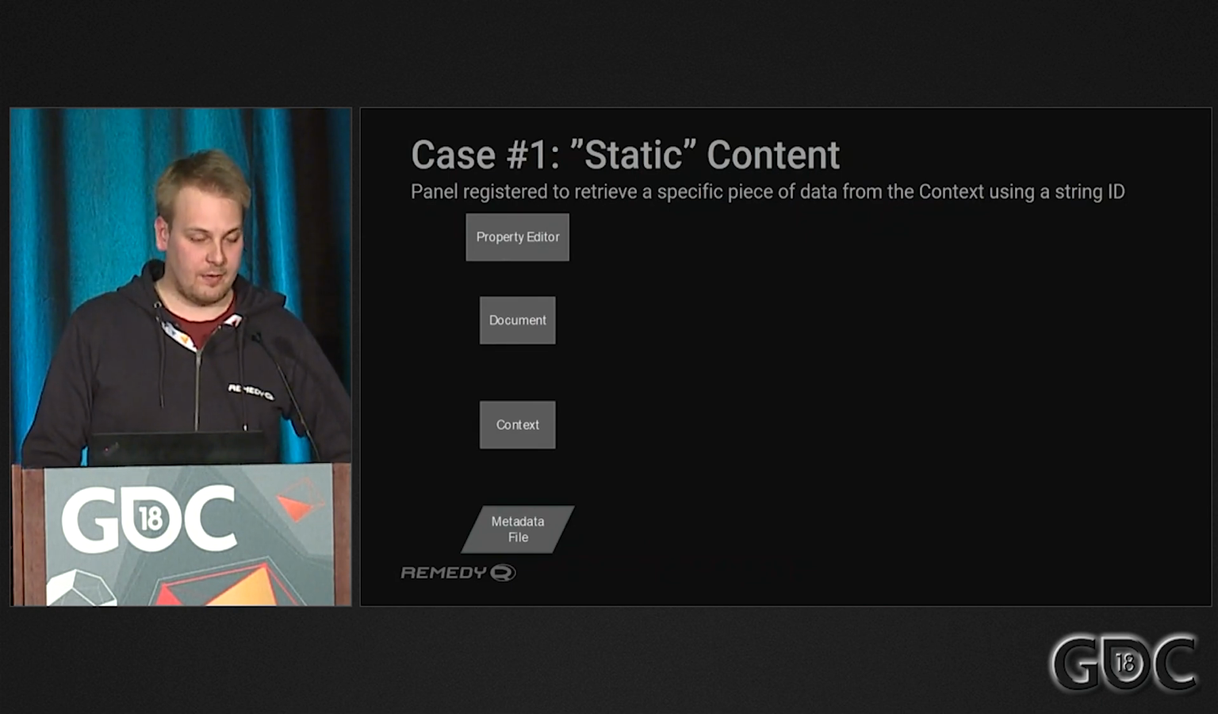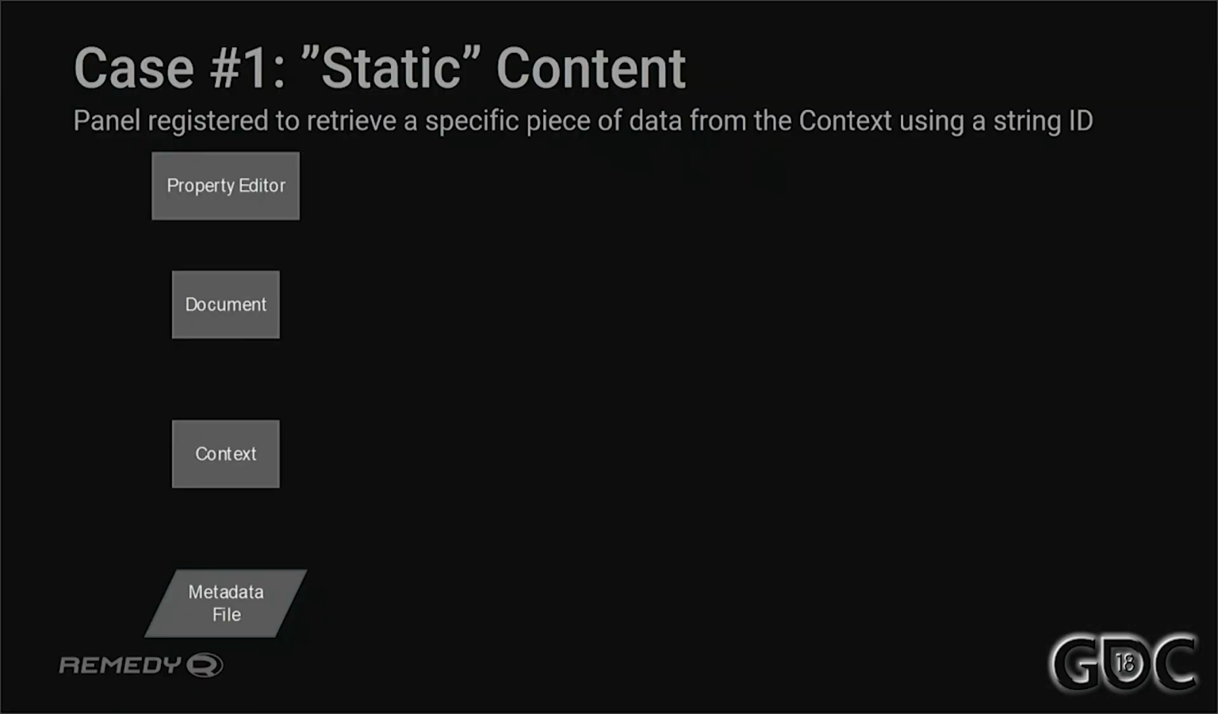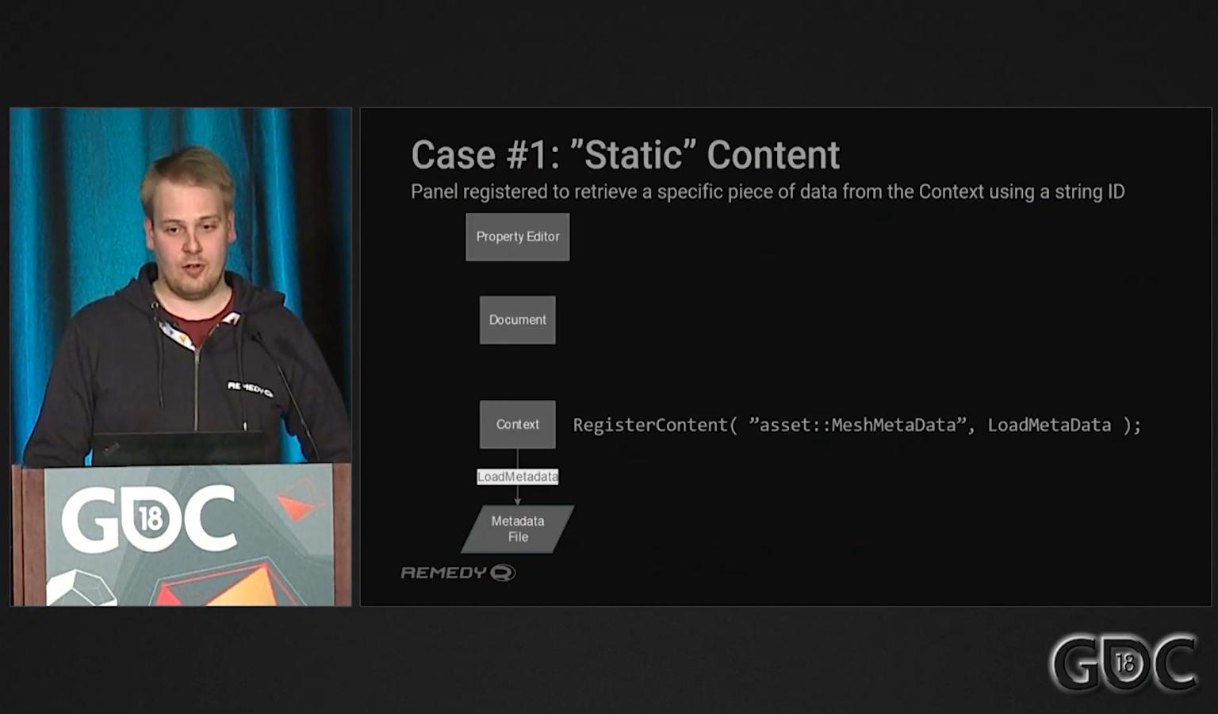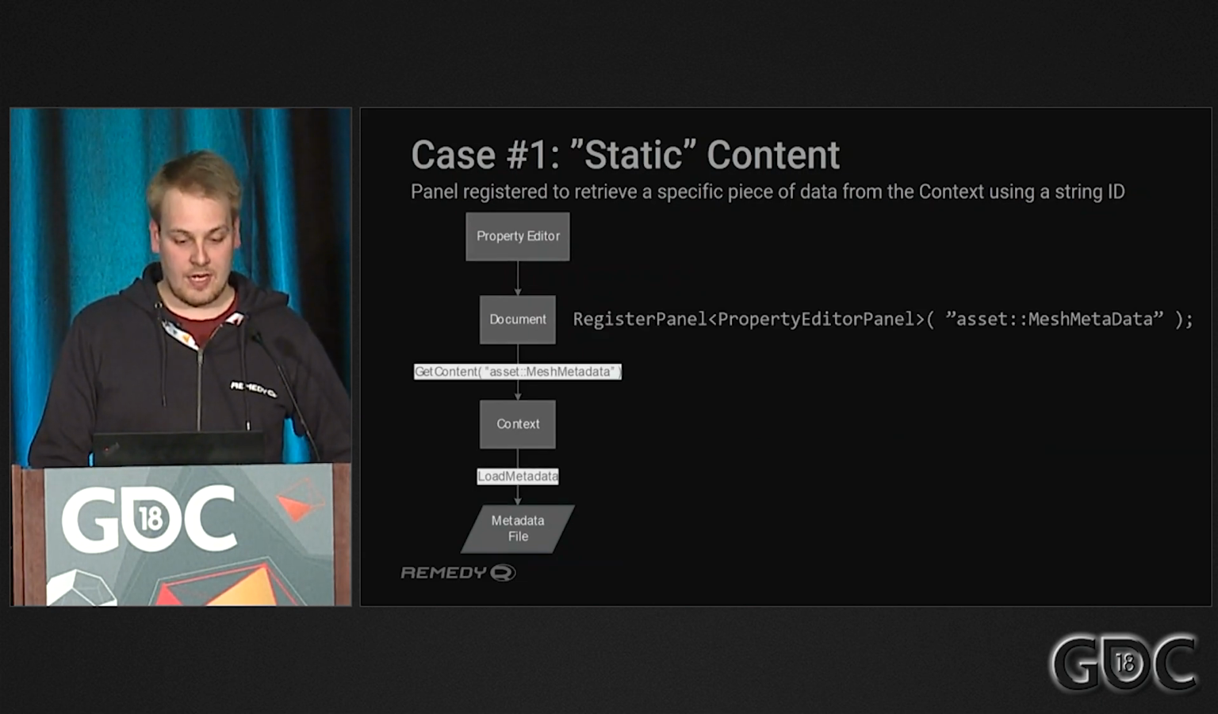Let's look at how the panel is configured to behave this way. First, we need to configure the context to load the data. We use some string ID to identify the piece of content, and then we pass in a method that loads it. Loading happens lazily, so if there's no panel requesting that data, it's never read from the disk. And now that the context knows how to read the file, we can configure the document to host the property editor panel. We use the same ID that we use to register content to let the panel know which piece of data it should request and show when it's opened.